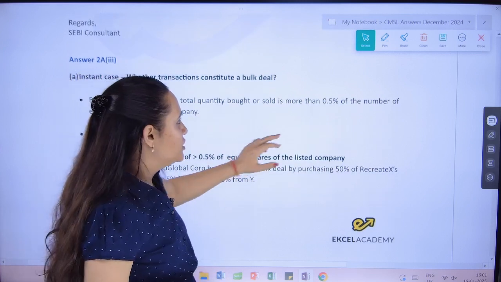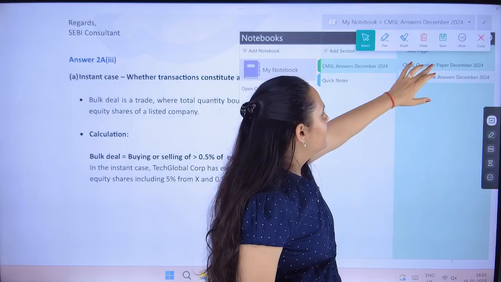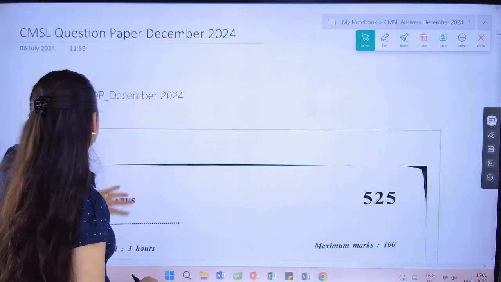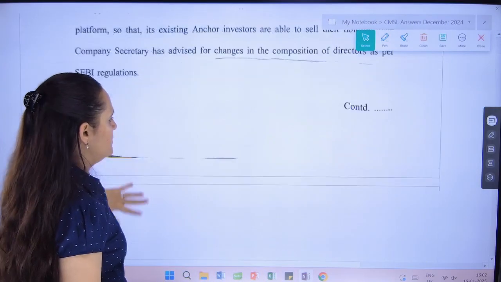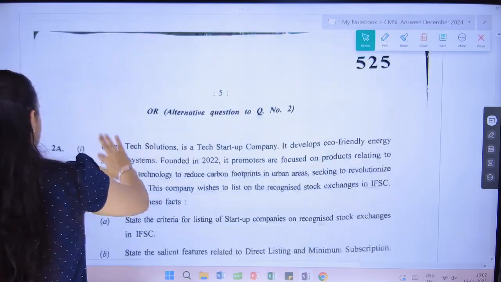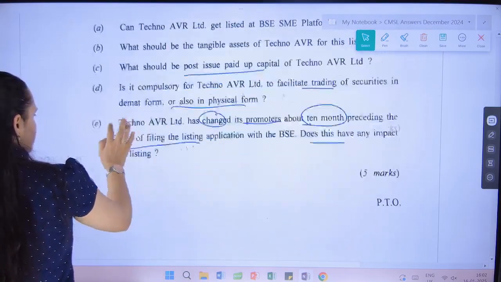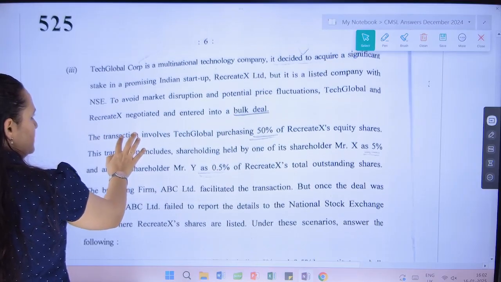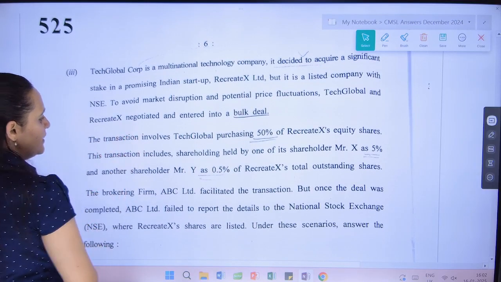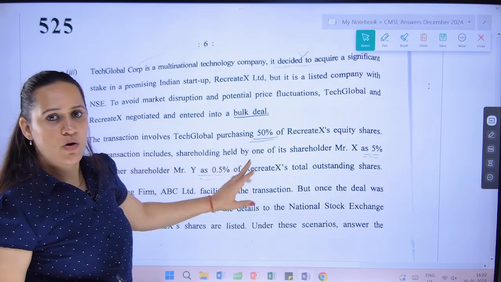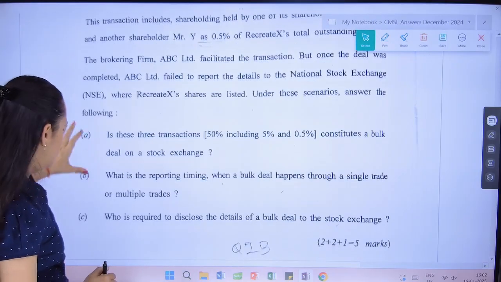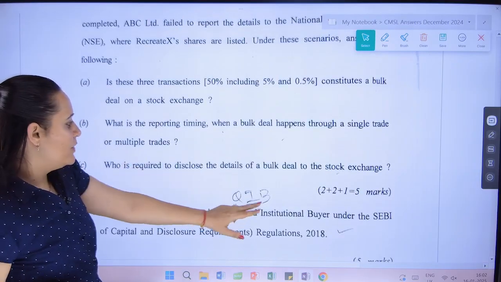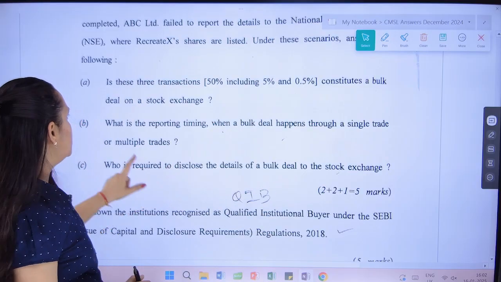Next question is question 2A, sub question 3. Okay, again it is a case study type of question. Looks like we have to read in detail because they have given some kind of measures, but let's read through the sub questions. It is a 5-mark question carrying 2, 2 and 1 marks each.